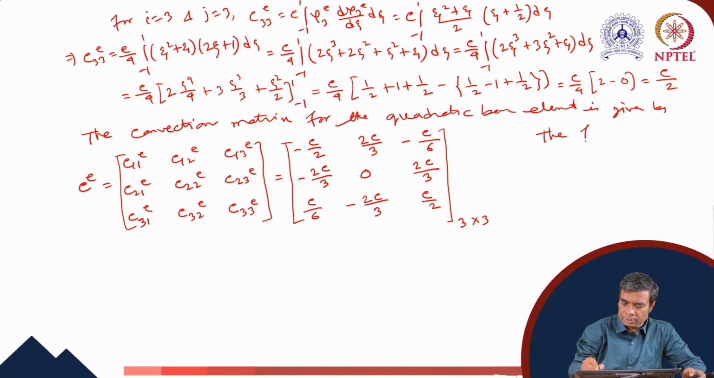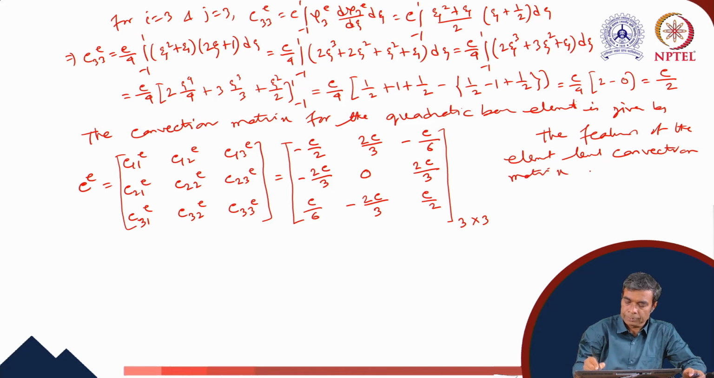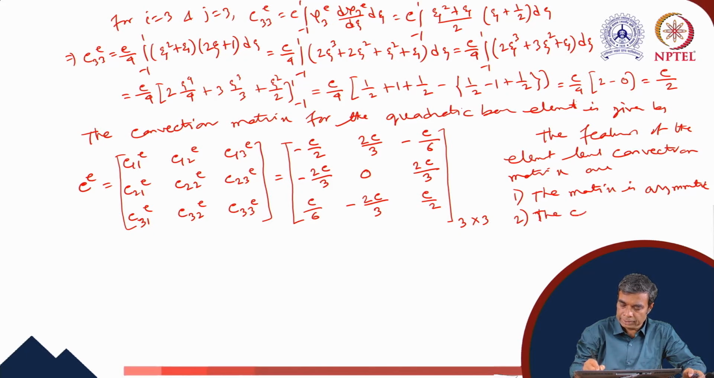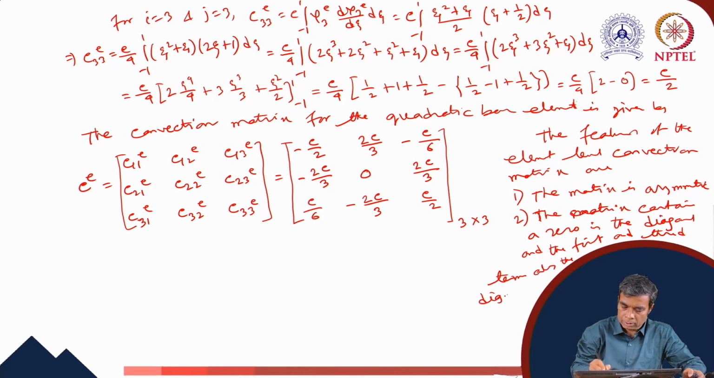So the features of the element level convection matrix are: the matrix is asymmetric, the matrix contains a 0 in the diagonal, and the first and third terms along the diagonal are of same value but opposite sign.